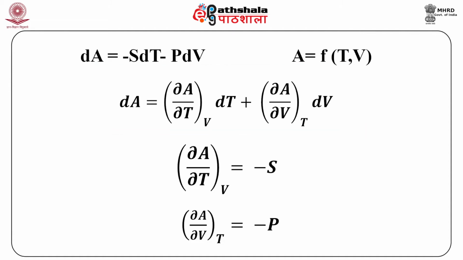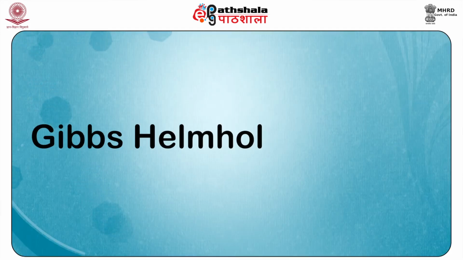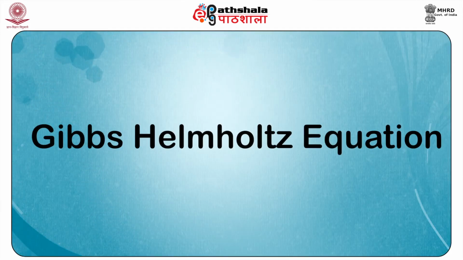On comparing the coefficients of dT in the above two equations, we get (dA/dT) at constant volume equals minus S, and (dA/dV) at constant temperature equals minus P. Now we shall see the Gibbs-Helmholtz equation.